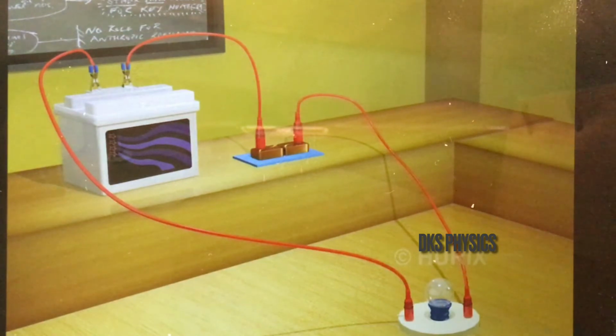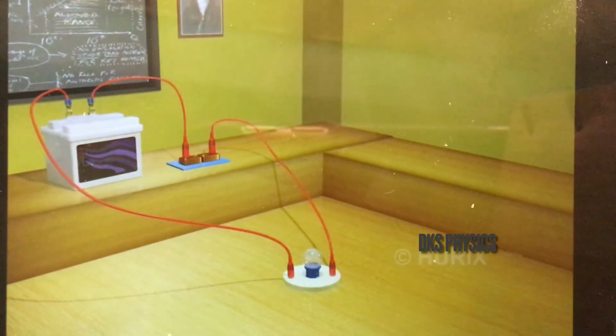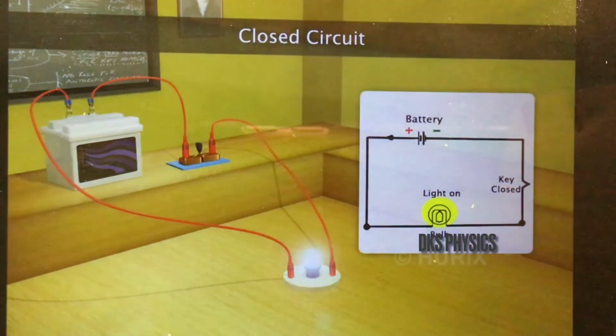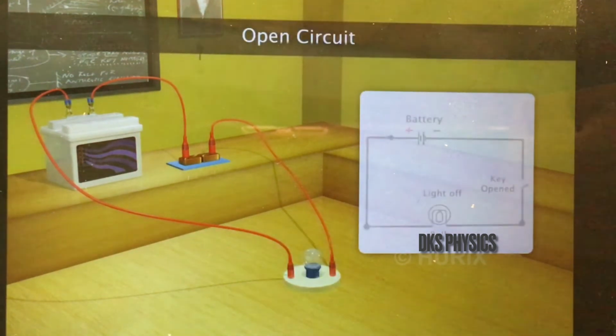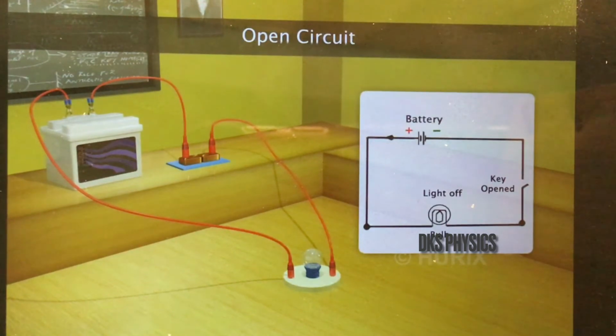A simple circuit comprises a cell, a plug key, a few electrical components, and connecting wires. Look at this circuit. It consists of an insulated metal wire connecting a cell, a key, and a bulb. Let us close the key. The bulb lights up. The circuit is called closed when the connections are made properly, so that the current flows through the connecting wire and the bulb. Let us open the key. The bulb is switched off. The circuit is called opened or broken when the wires are disconnected.